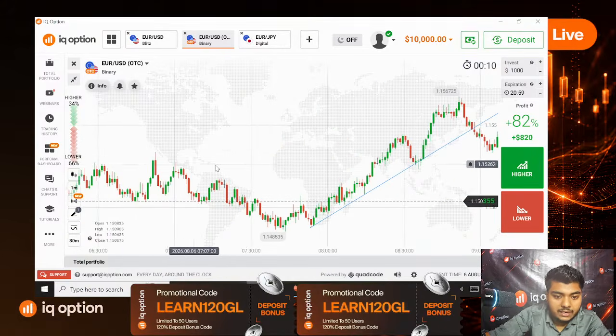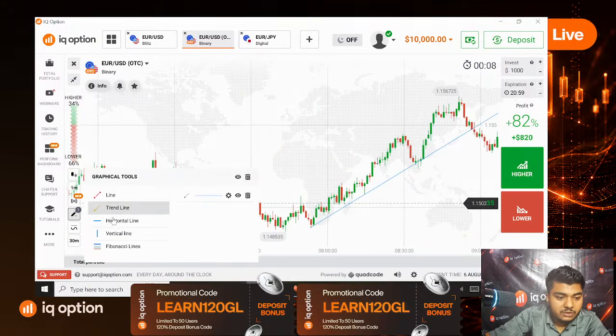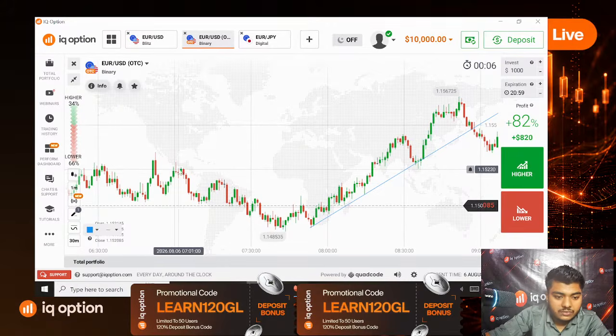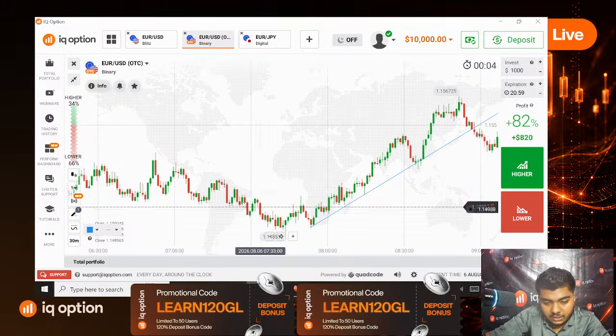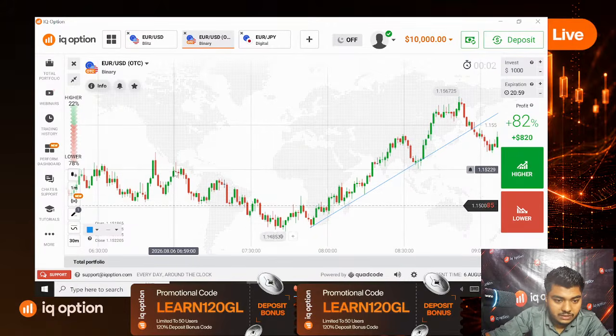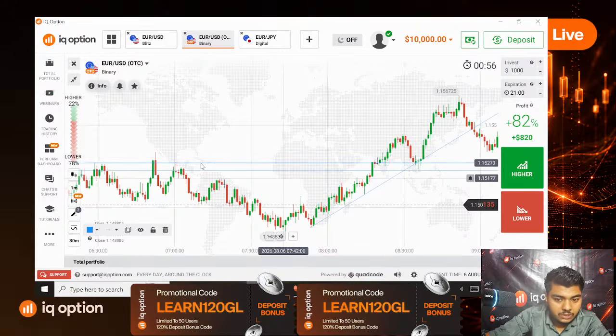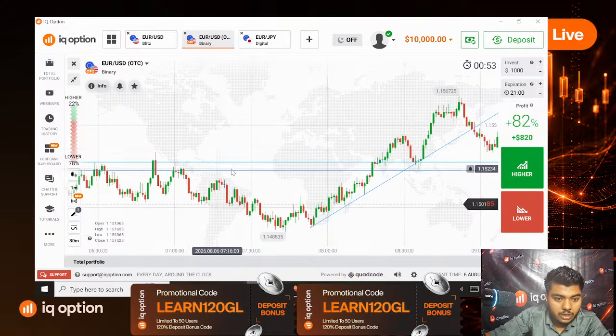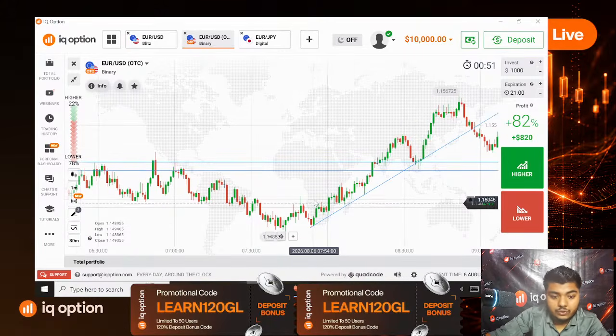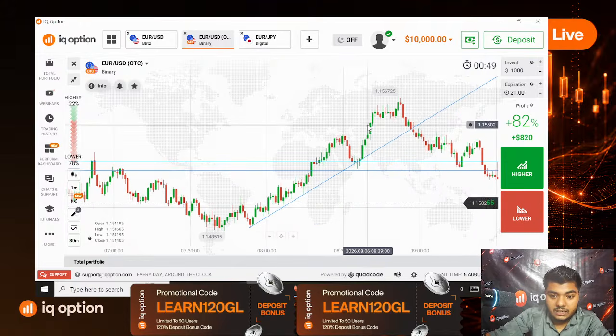And how we can draw a support here, because the price was rejected and closed in a downward direction, so we can take this one as our support zone. We already talked about it. We always draw our resistance and support as a zone, not a single straight line.